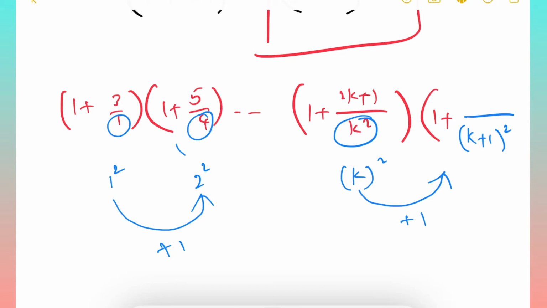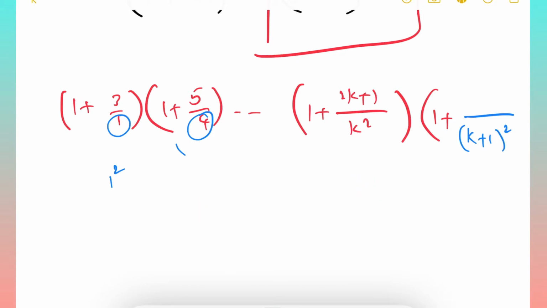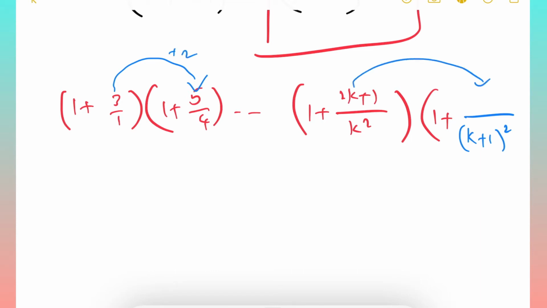Next, what about the numerators then? If we observe the numerators clearly, here it is 3, here it is 5 and continuing. So 2 increasing. So for 2k plus 1 also we need to increase 2. So that will become 2k plus 1 plus 3. Okay. Now let us simplify this.